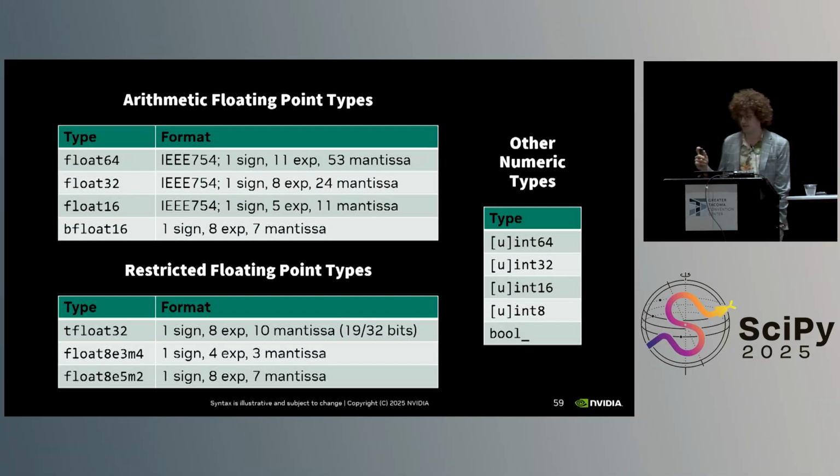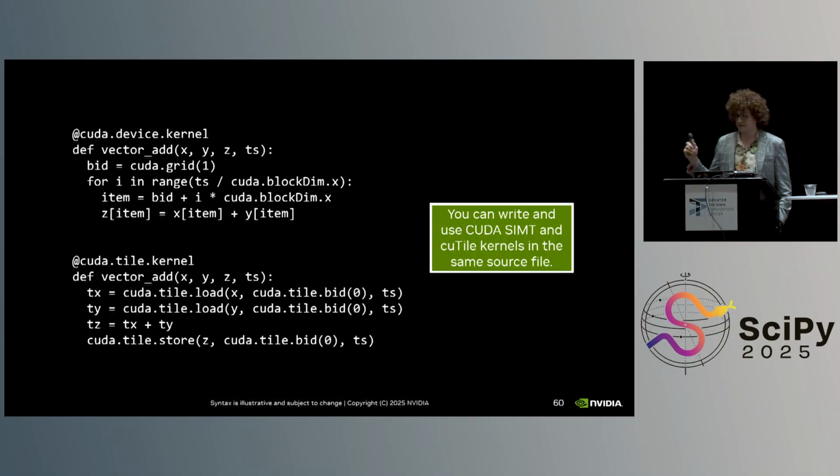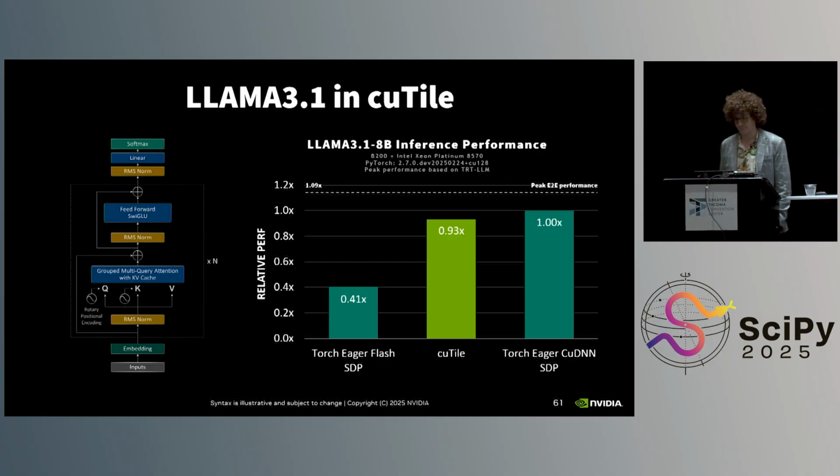At launch, cuTile will support a wide range of numeric dtypes. Arithmetic floating point types and all non-floating point numeric types can be used with all arithmetic and mathematical operations such as addition, subtraction, trigonometric functions, and transcendental functions. Restricted floating point types can only be used with certain operations such as matrix multiplications. You can write and use SIMT and tile kernels in the same source file. We also plan to support hybrid kernels where you can write both SIMT and tile code in the future.